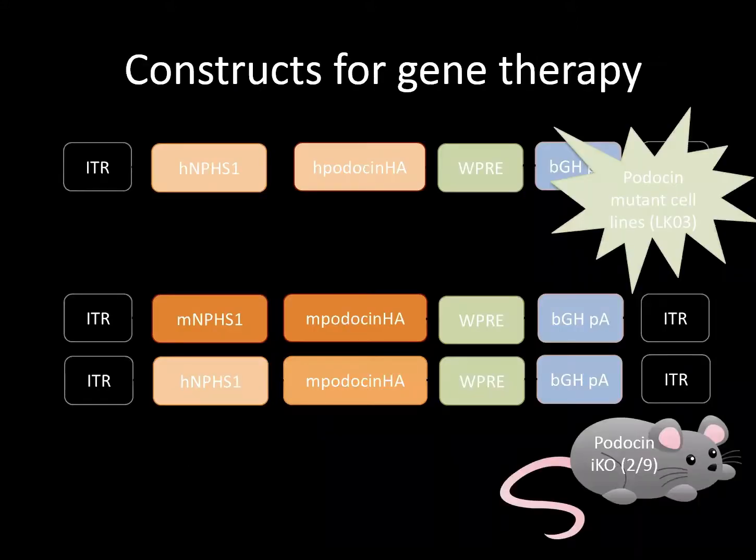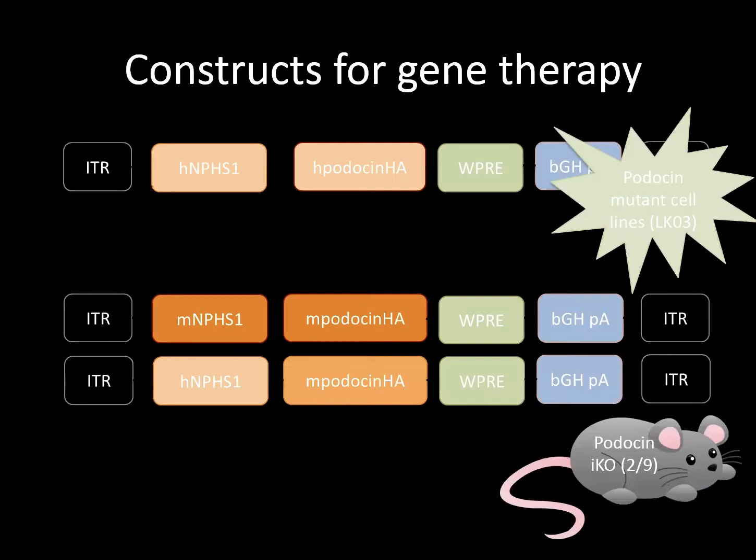So the next stage is to take this to an animal, and what we did is we made some constructs to do this sort of gene therapy in a mouse. So the mouse we used was an inducible knockout of the podocin gene. So this is a mouse that gets very significant proteinuria when you knock out the podocin gene in podocytes.